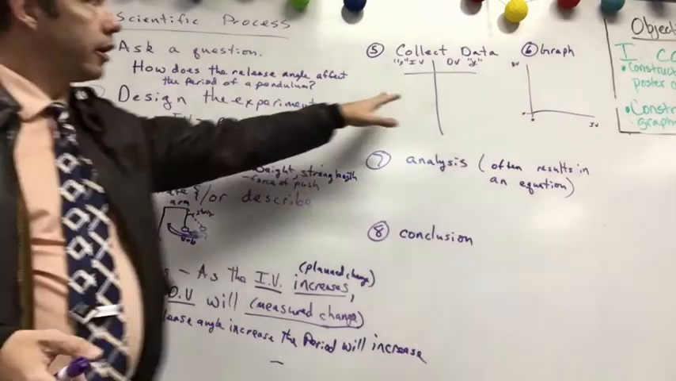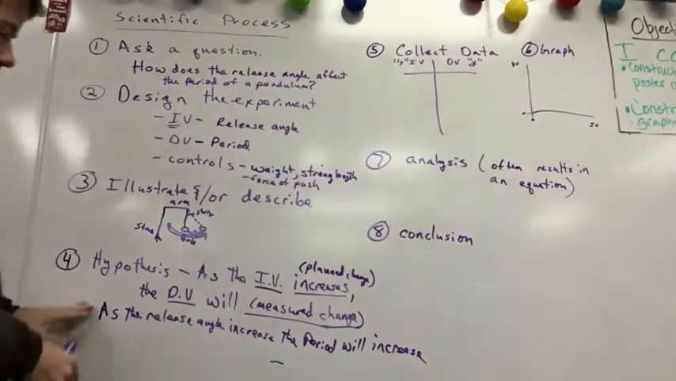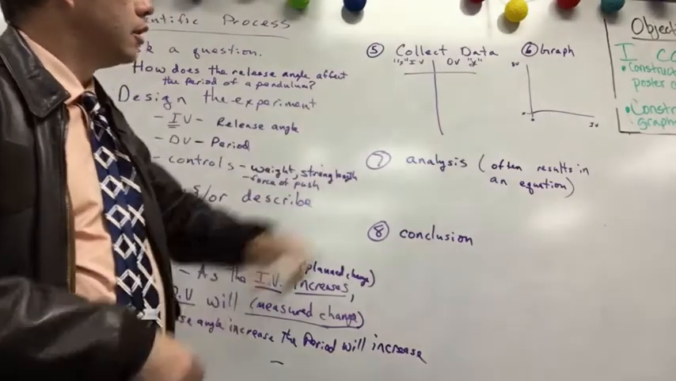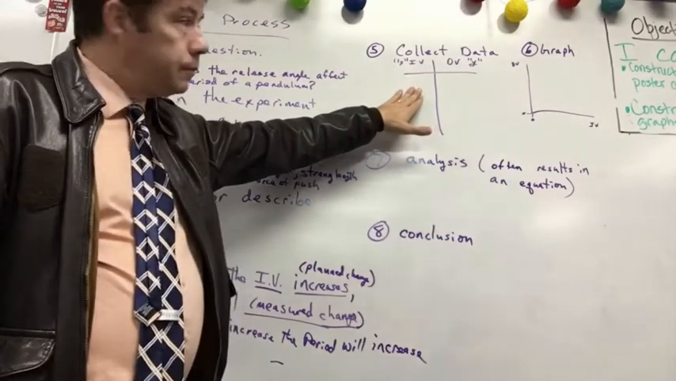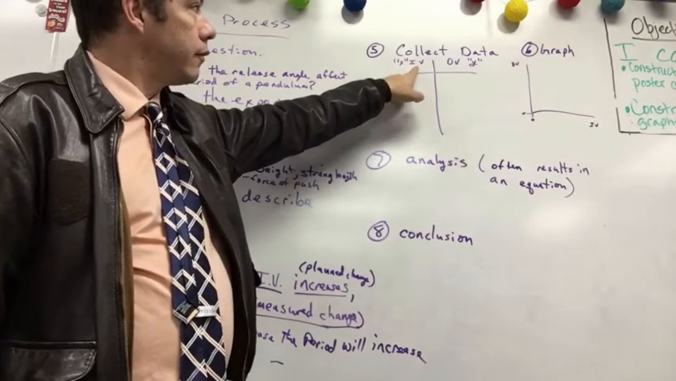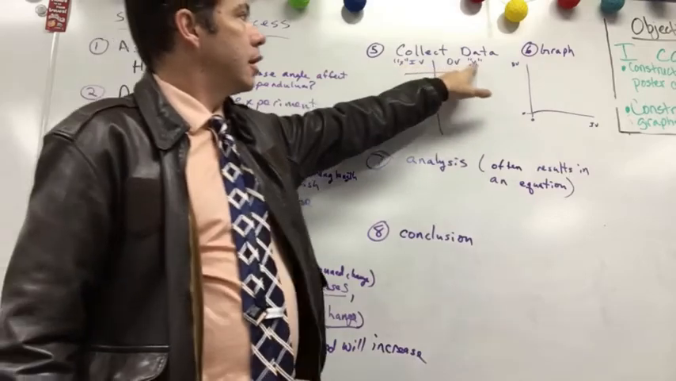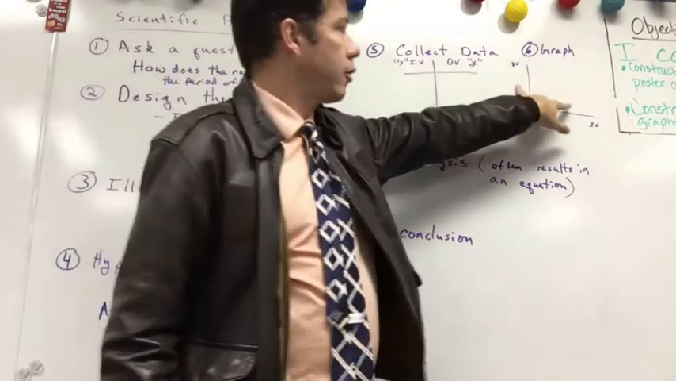So that's our hypothesis. Now we're going to collect our data. We always do a data table. Start off with our independent variable goes here, our dependent variable goes here. This is often the x and the y, which is helpful for when we graph.